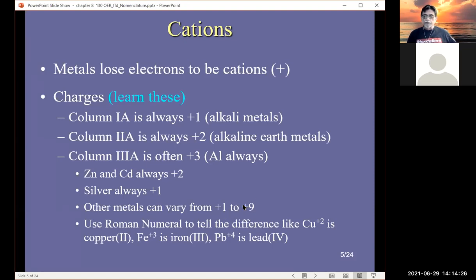Okay, iron 3 is written as iron, Roman numeral III. Don't forget the parentheses. Lead 4, Roman numeral IV. Now, I just realized that sometimes I guess they don't teach Roman numerals as much as they used to.